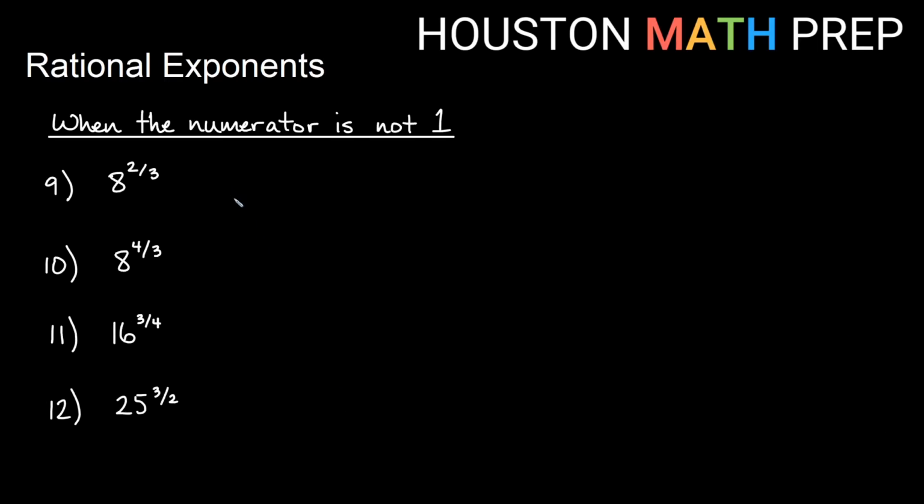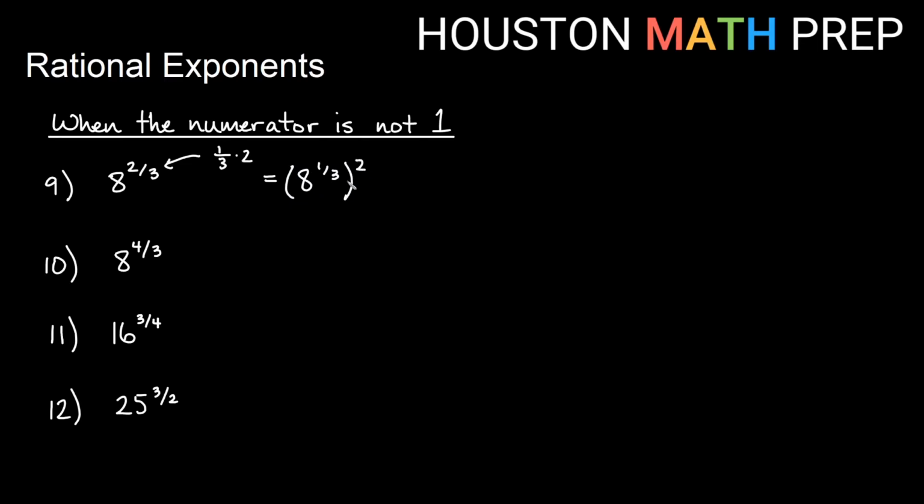Looking at some rational exponents when the numerator is not 1, when the top of the fraction in the exponent is not 1, so I have 8 to the 2/3. I want to begin by thinking of 2/3 as 1/3 times 2. That's the way we're going to think of this when we work through this. So let's go ahead and use properties of exponents and call this 8 to the 1/3 power, and then we're going to take that whole thing and square it.